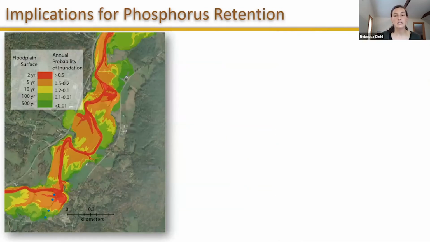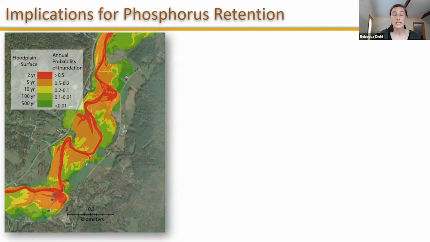And so what I did is I took all of the output from those HAND layers, all of the different flood events we modeled, all of the probabilities, and put that into one variable called an annual probability of inundation. And that's shown here. So these reds are areas that are inundated once every 2 years regularly, right? So these are highly connected areas. The oranges are inundated once every few years, and so on.